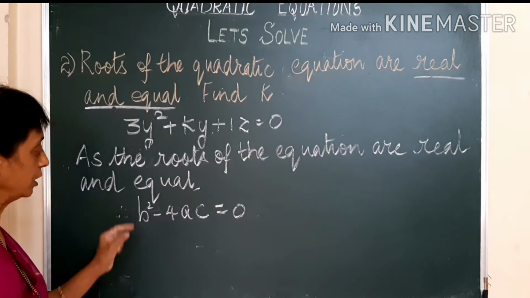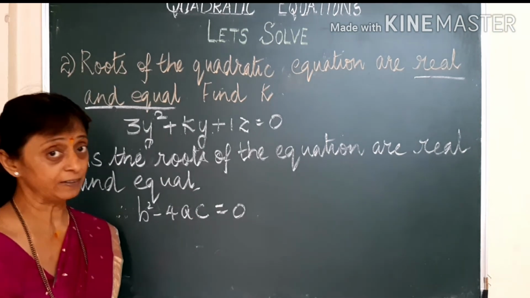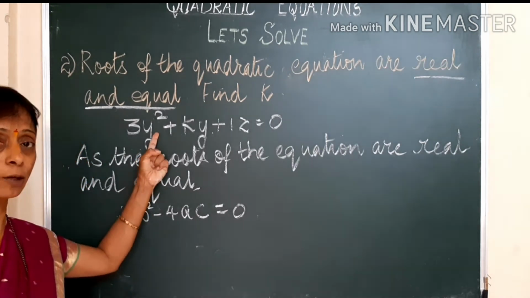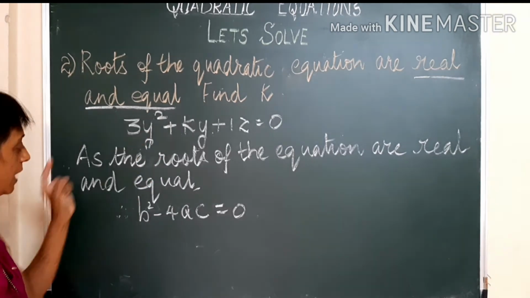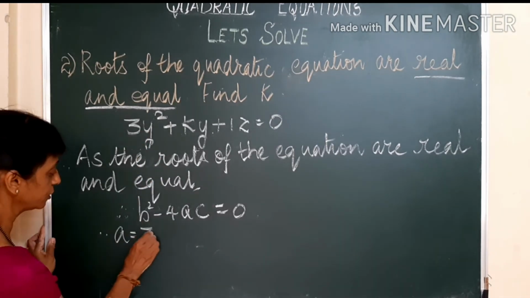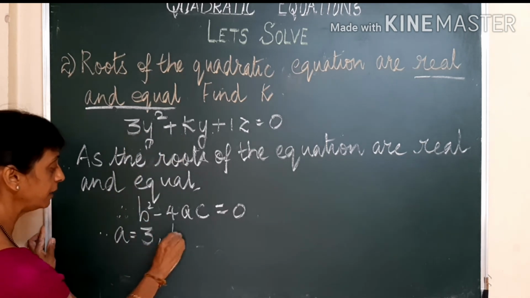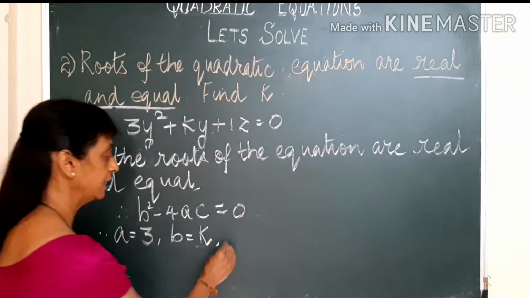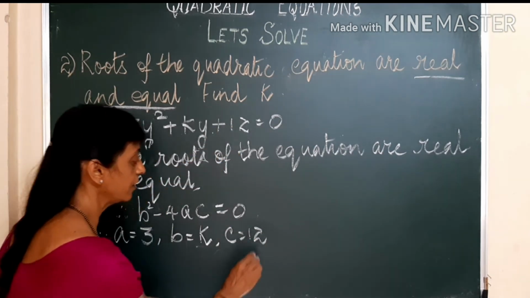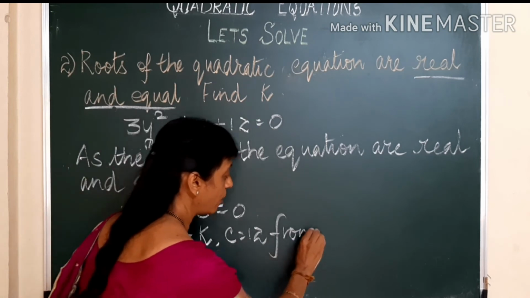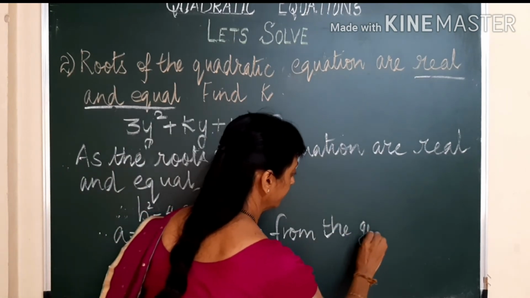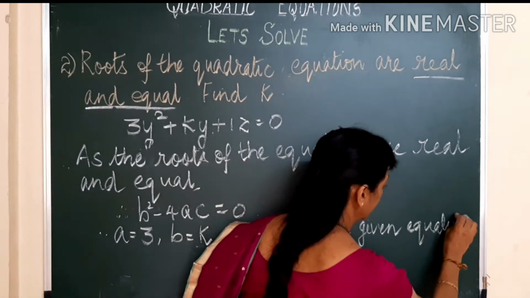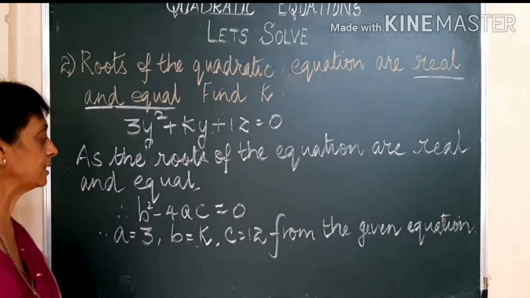Right? Now, do we know the values of a, b, c? Definitely not at this step, but surely we can find the values of a, b, c looking into this equation. What will the value of a be? Value of a will be equal to 3. What will the value of b be? Value of b will be k. And what will the value of c be? c is equal to 12. From where did we get this, children? From the given equation.